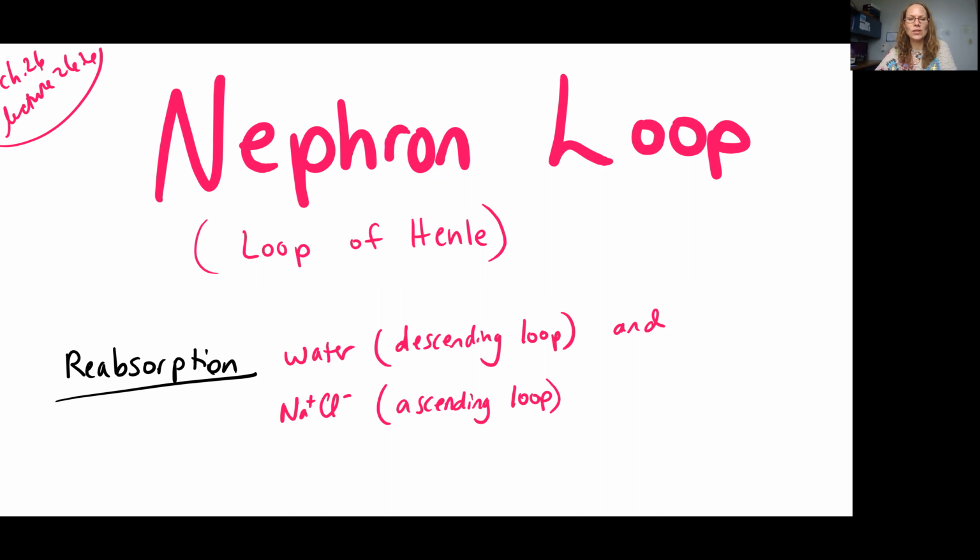We are still involved in our conversation of the kidney. So we are still in our chapter 26, lecture 26 series. And our topic here is the nephron loop, which can also be referred to as the loop of Henle.